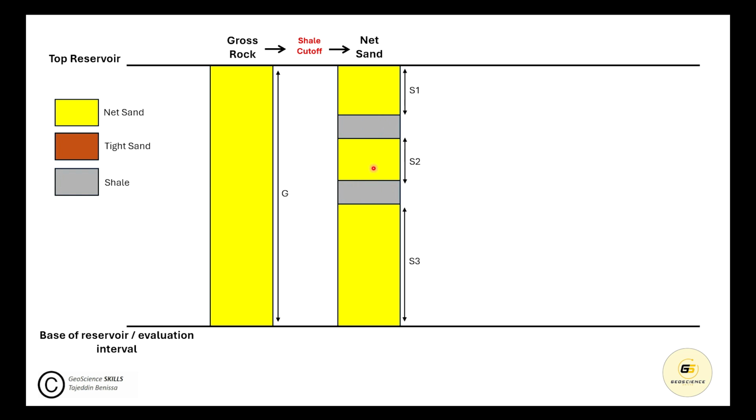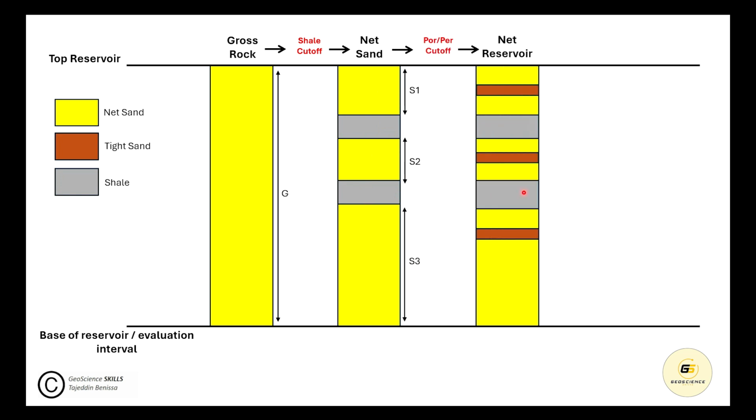The cutoff value is a certain value picked on an appropriate log such as gamma ray log to separate clean sand from shale. This way, only sand intervals, the yellow color, will be evaluated, while shale intervals, the gray color, will be excluded. So as you can see, after applying the cutoff, we have three intervals of sand, sand 1, sand 2, and sand 3.